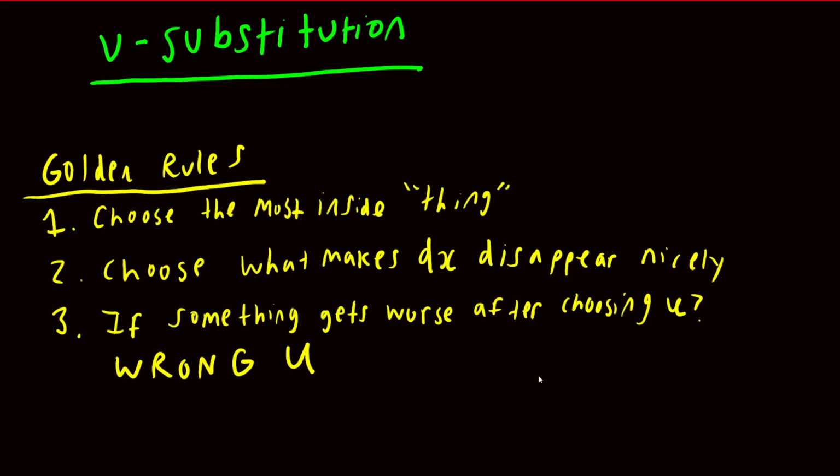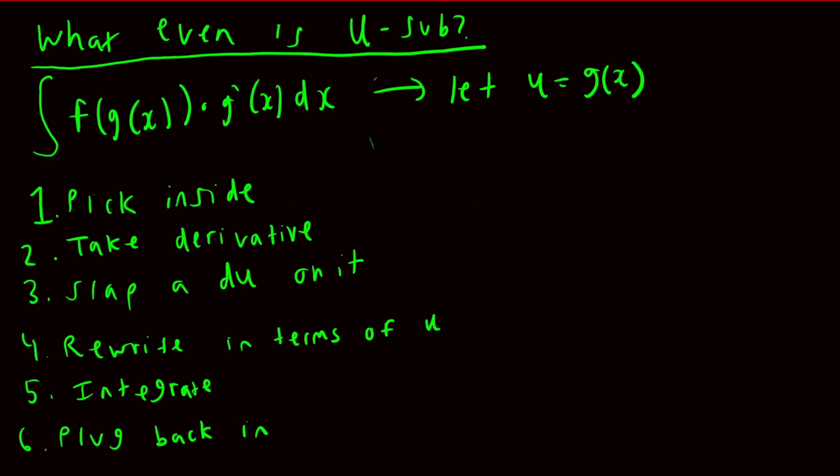Hi guys, so today we're going to be doing u-substitution, which is basically when an integral is ugly and you just rename part of it. So first, let's talk about what even is u-sub. Well, u-sub is basically, let's say you have this integral right here. So integral f of g of x times g prime of x dx. You're going to let u equal g of x.